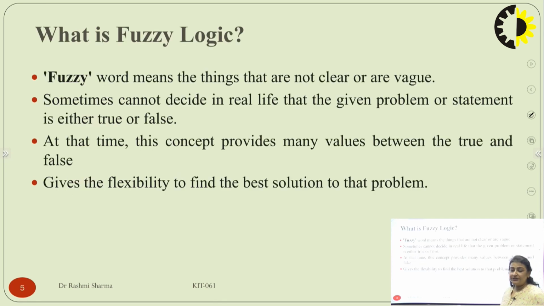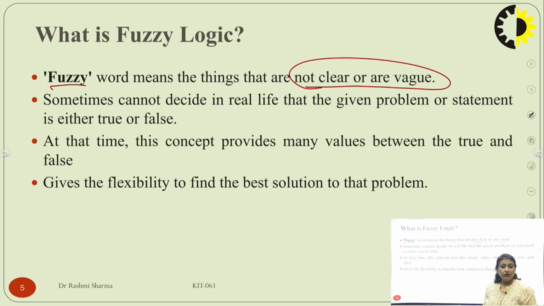So coming to the first thing, fuzzy logic. What do we actually mean by fuzzy logic? The word fuzzy means something that is not clear or something that is vague. Something which is hazy or not clear, in Hindi we can say dhundla. So something that is not clear is fuzzy.